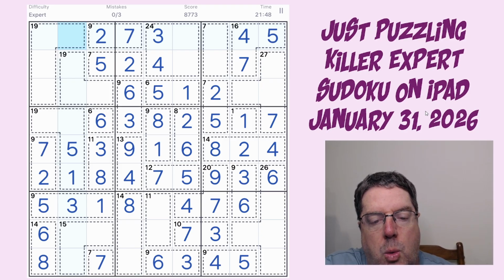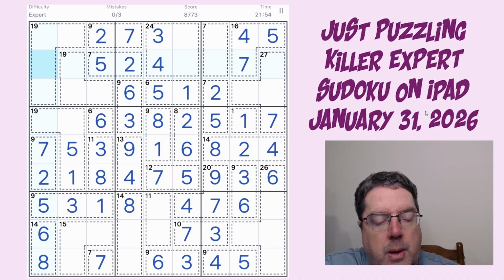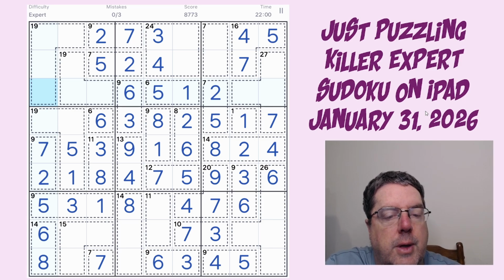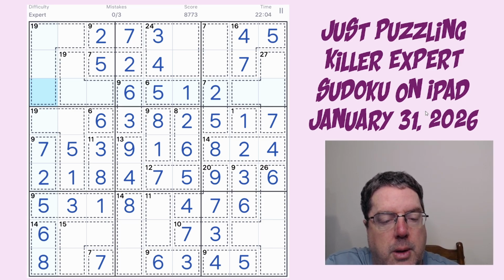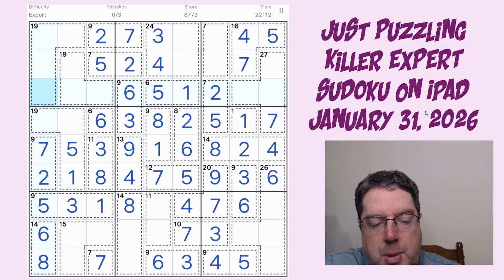Right, so 1 is one of these two. 2, 3. So 3 is one of these two. 1 and 3. That leaves that as 15. So that's going to be 9 and 6. So 6 can't be here. And I'm saying that's 9 and 6, but it could be 8.